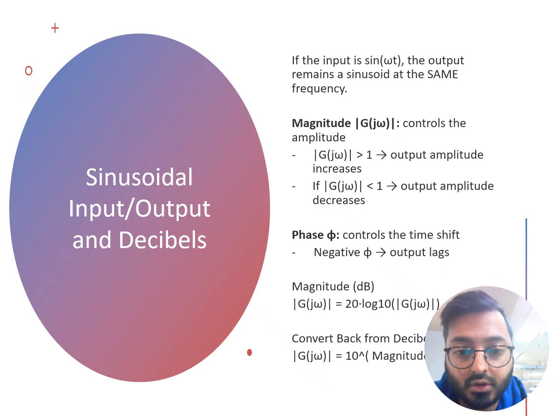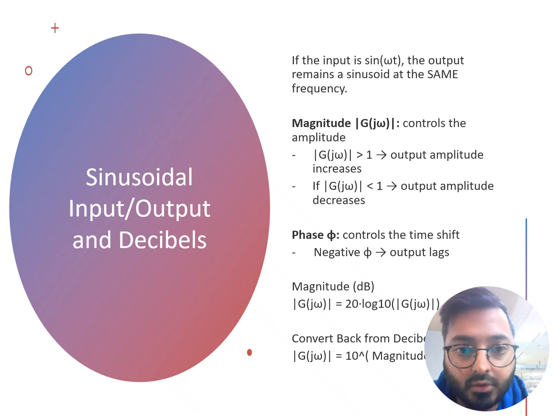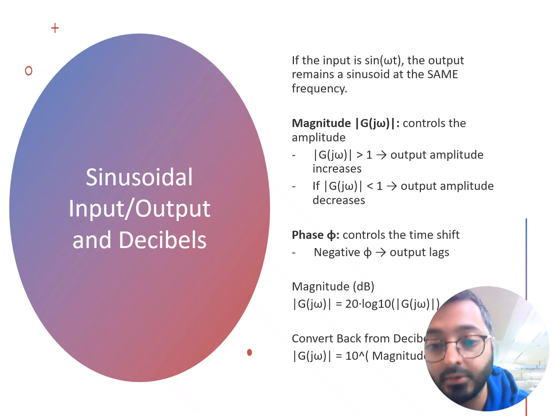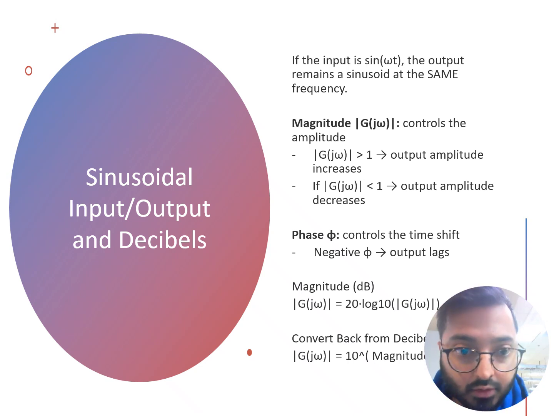If the input is sin(ωt), the output remains a sinusoid at the same frequency. What changes is the amplitude and the phase shift. So if the magnitude, which is the absolute value of G(jω), is greater than 1, the output amplitude will increase, and if it is less than 1, the amplitude will decrease.